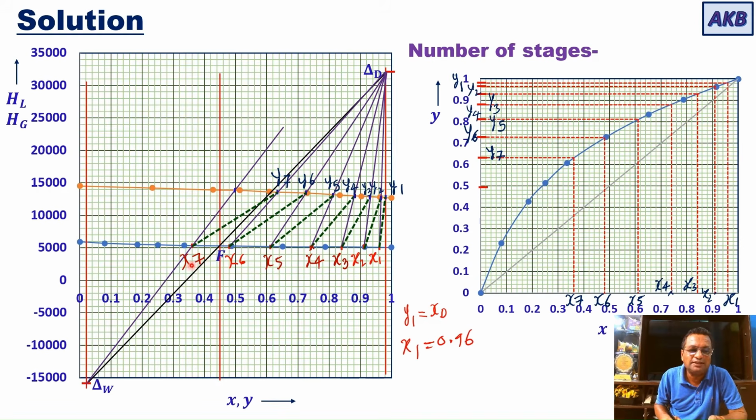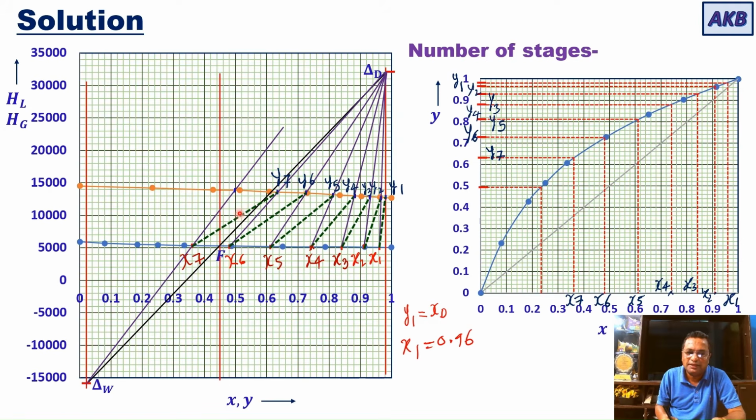Before that, X7 and Y7 will be connected by a tie line. You must have observed we are drawing tie lines, because ultimately the number of tie lines that we draw in this process will be the number of equilibrium stages. So we draw the tie line X7, Y7.